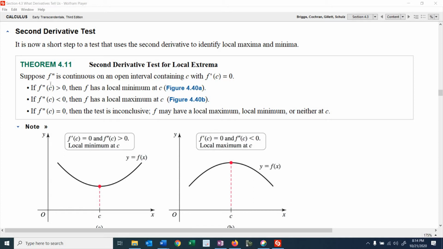So here's what it says. Suppose the second derivative is continuous on an open interval containing c with f prime evaluated at c equal to 0. If the second derivative evaluated at c is positive, then f has a local minimum at c. If the second derivative evaluated at c is negative, then f has a local maximum at c. And if the second derivative evaluated at c is equal to 0, then the test is inconclusive, which means f may have a local maximum, a local minimum, or neither at c.